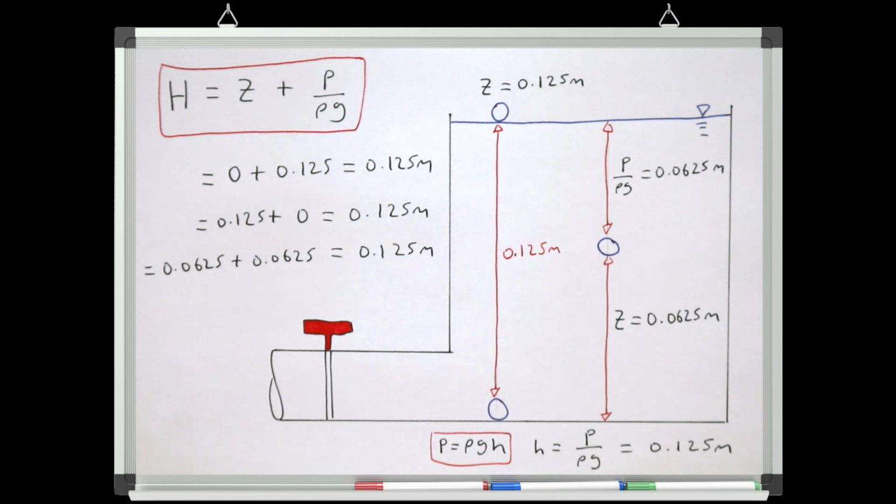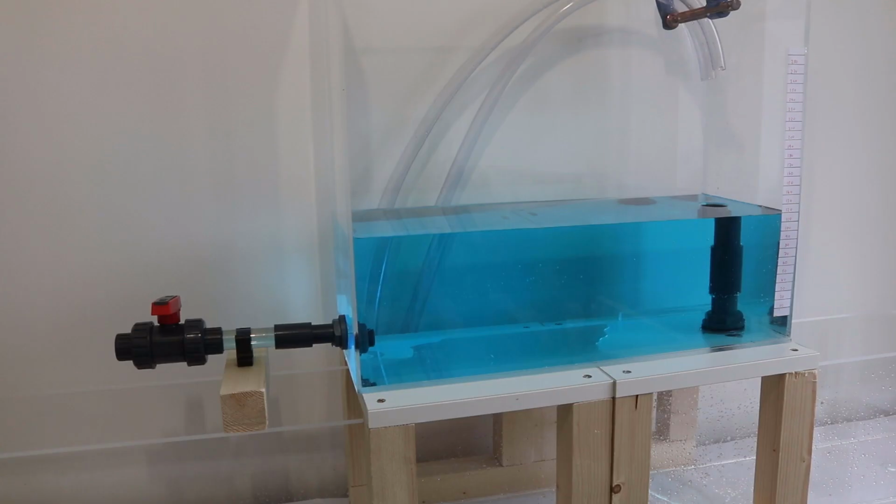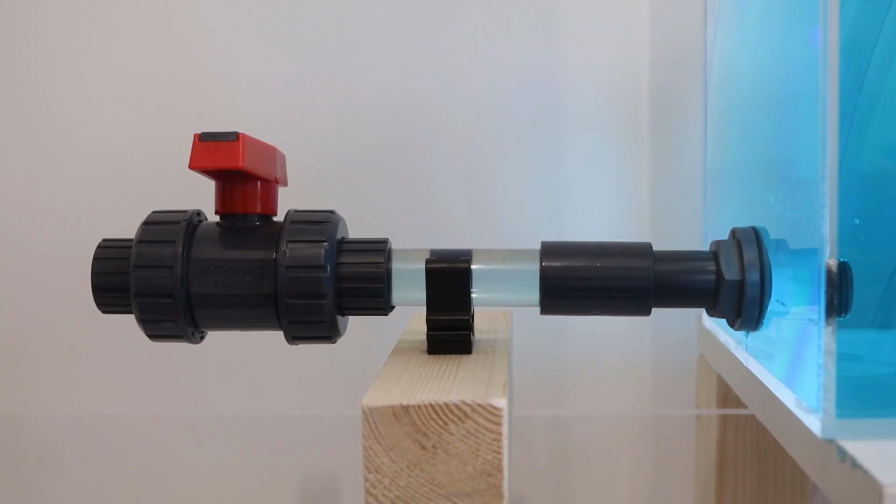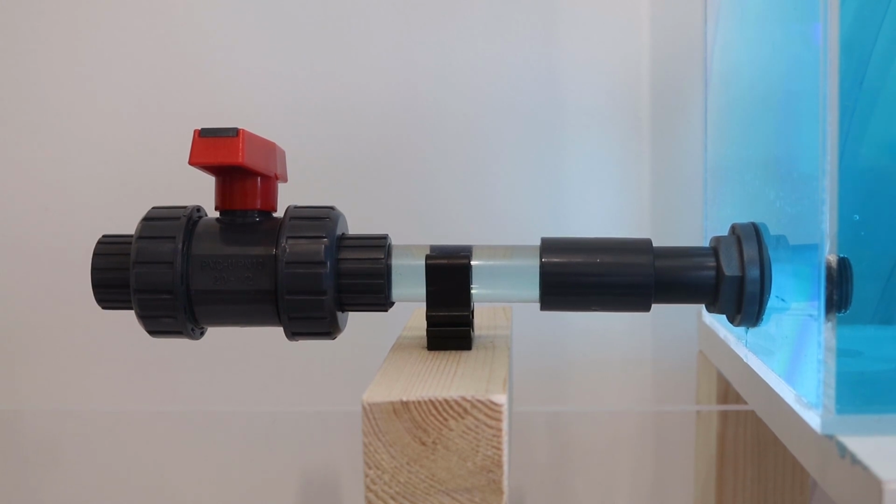So in this tank we have a total pressure head of 0.125 meters, and this water really wants to get out of the tank. If you've ever had a leak in your house, you'll know that water is really good at finding a way to flow. And when I built this tank, I had to be really careful to make sure that it was completely watertight at this pressure.